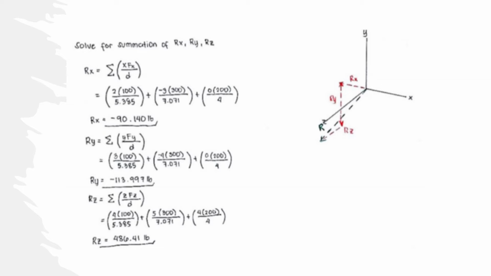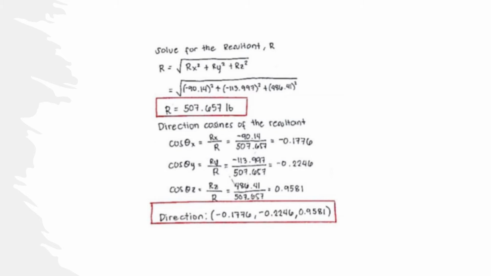And the same goes for Ry. We need the summation of y times the vertical force over its distance, and we get negative 113.997 pounds. And for Rz, we need the summation of z times Fz over its distance, and we get 486.41 pounds. And to solve for the resultant, we need to take the square root of Rx squared plus Ry squared plus Rz squared, which is equal to R is equal to 507.657 pounds.